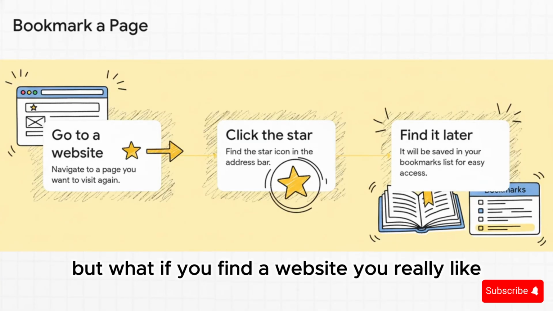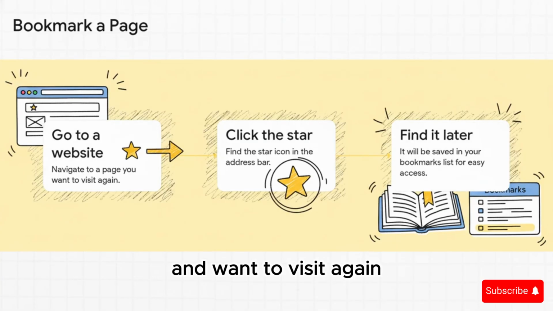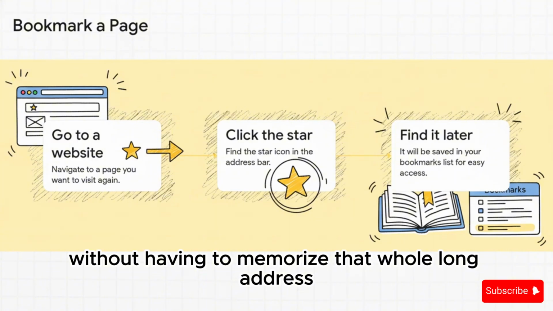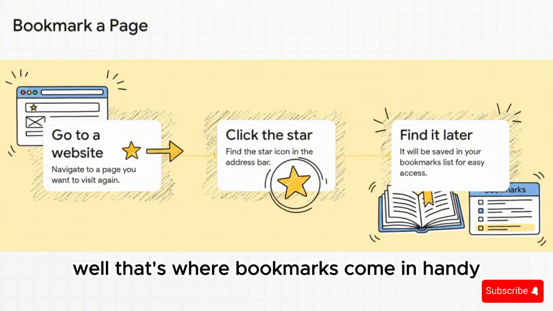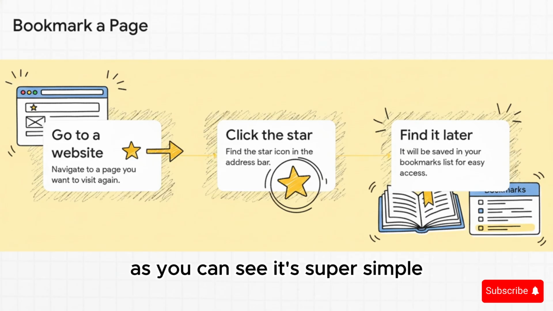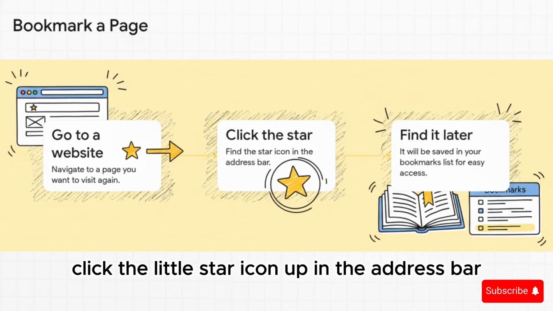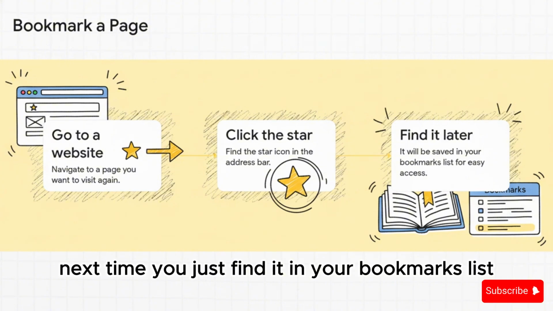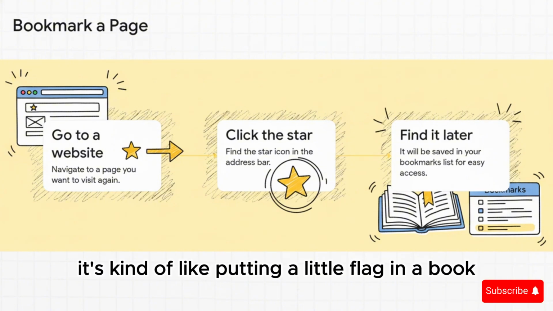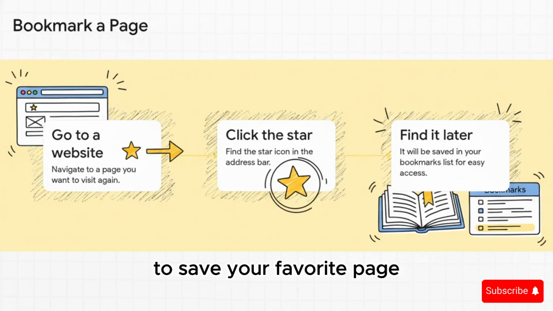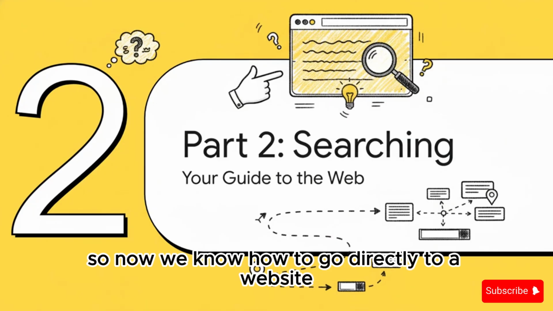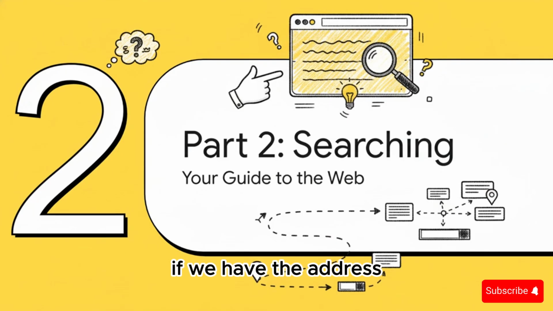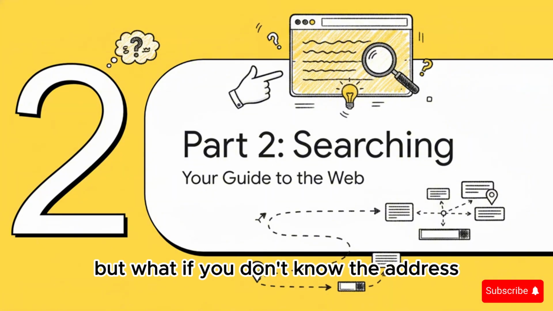But what if you find a website you really like and want to visit again without having to memorize that whole long address? Well, that's where bookmarks come in handy. As you can see, it's super simple. Just go to the page, click the little star icon up in the address bar, and it's saved. Next time, you just find it in your bookmarks list. It's kind of like putting a little flag in a book to save your favorite page. So now we know how to go directly to a website if we have the address. But what if you don't know the address?